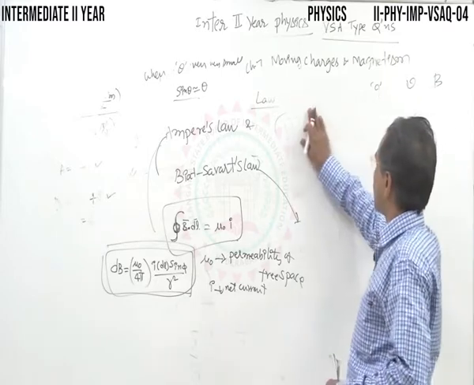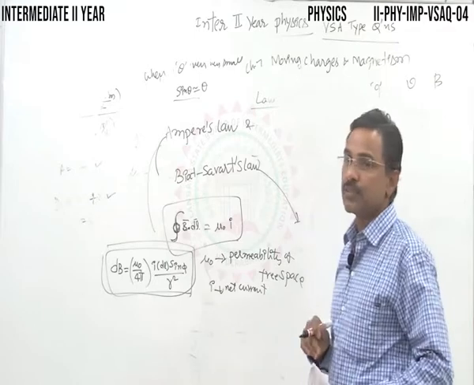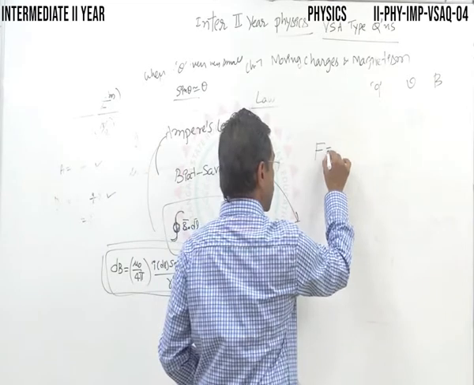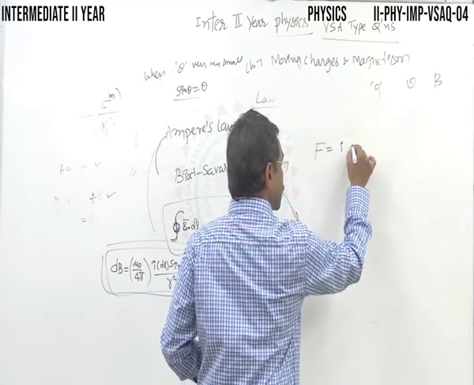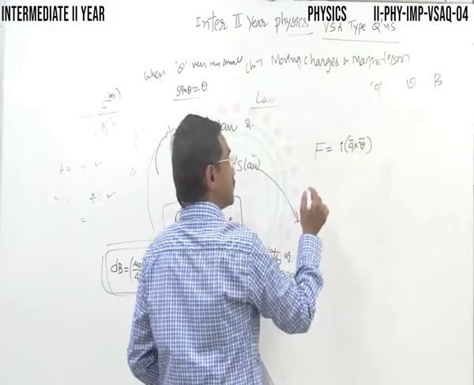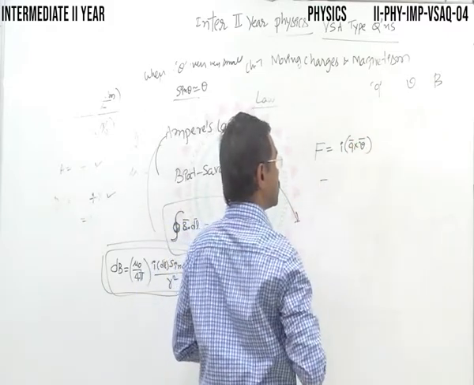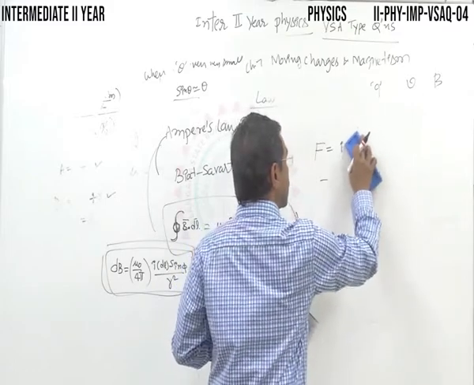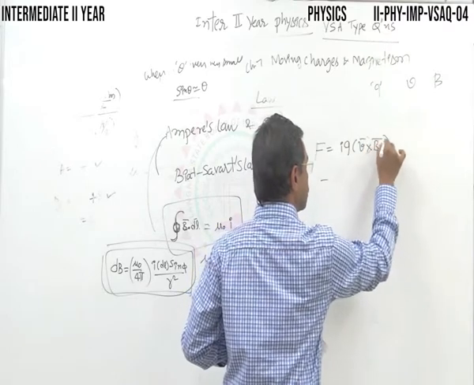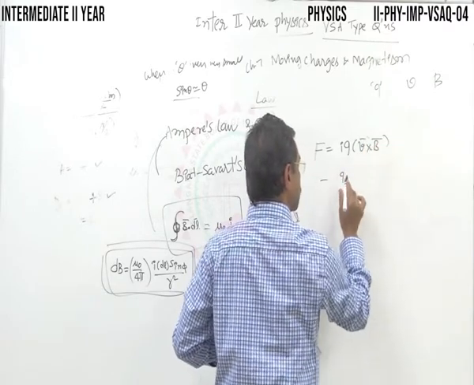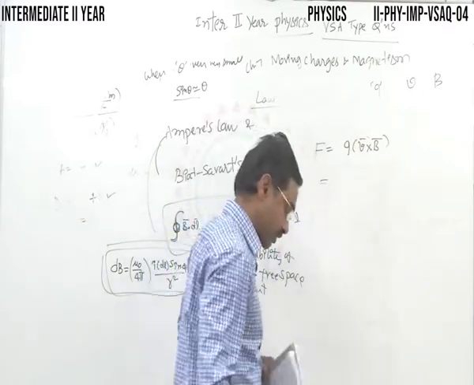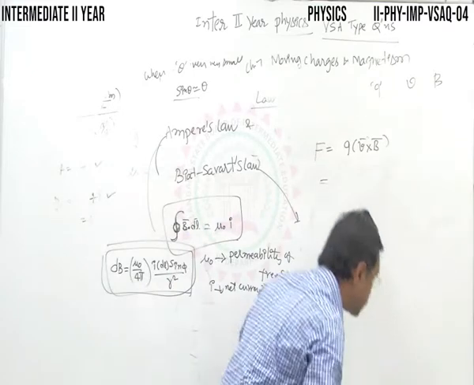So, the force on a moving charged particle in a magnetic induction field. Remember, this is important for IP as well as competitive exams. F = Q V bar cross B bar. Make a correction here, Q V bar cross B bar, in vector form, and put it that way.